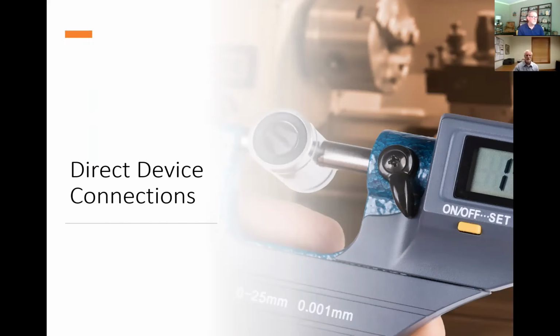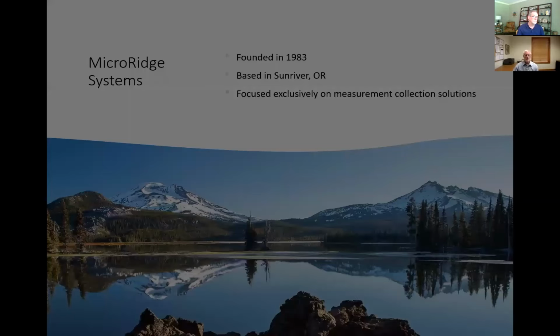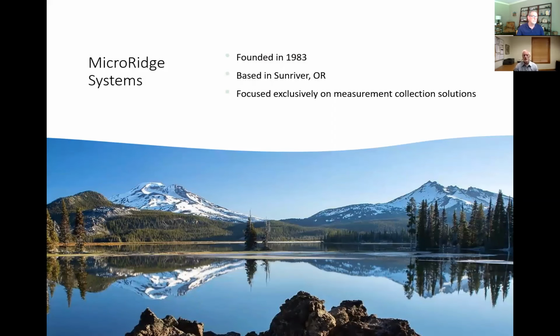Before that, just a little background on our company. We're a company focused exclusively on measurement collection solutions. So we're not a gauge manufacturer, we're not a software house. We're based out in Sunriver, Oregon, in Central Oregon, about 3.5 hours southeast of Portland. The company was founded in 1983, and I'm showing you a picture of Suttle Lake, which is about 20 miles from where I'm sitting right now. Although it's probably a lot rainier up there right now.